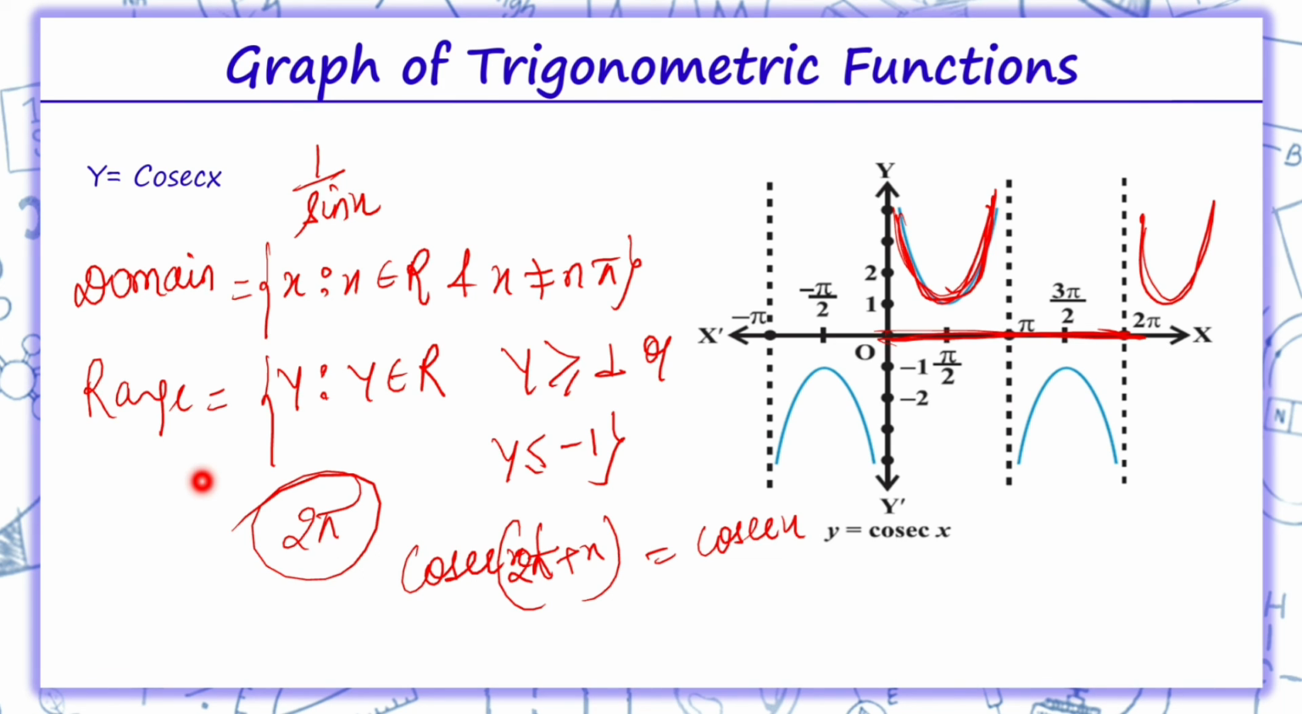So with the help of this graph information, we can find out which value repeats after which interval. As we have seen, sin x and cos x repeat their values after the interval of 2 pi, but tan x repeats its value after the interval of pi.